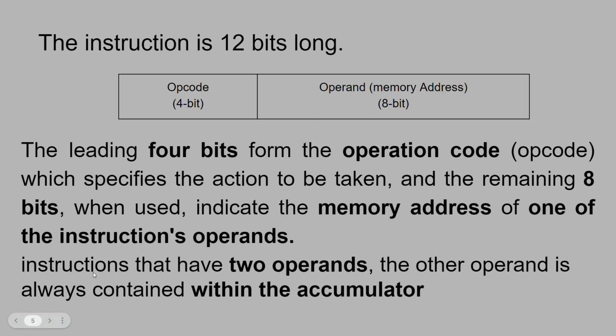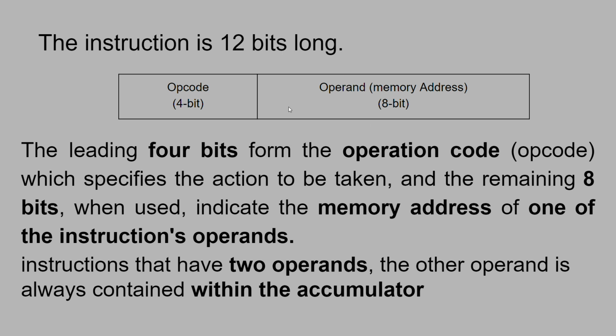Here it's written that for instructions that have 2 operands, the other operand is always contained within the accumulator. Whenever I have to add two numbers, I need two numbers. I cannot say add 3. Add 3 to what? So if I write add along with a memory address, add that number to what? JC62 inherently understands it as: add whatever is stored at this particular memory location to the number that is stored in my accumulator.